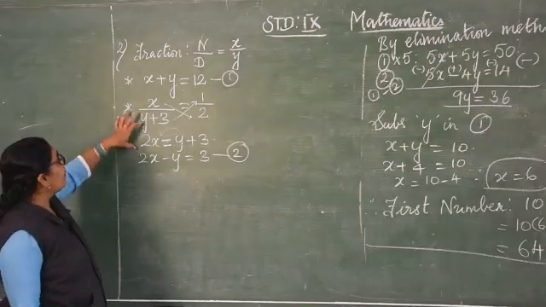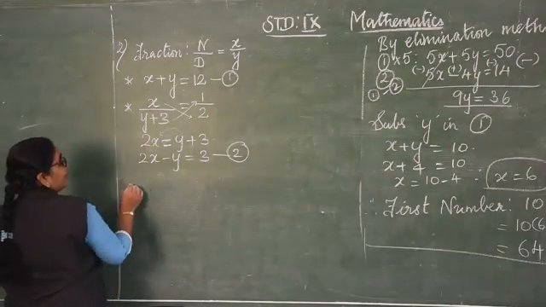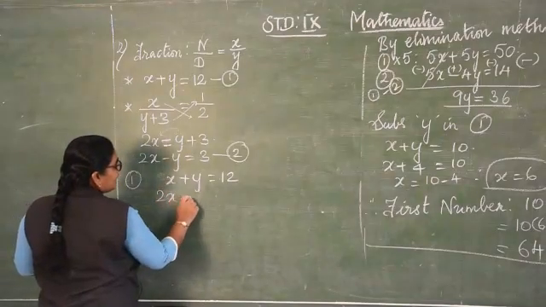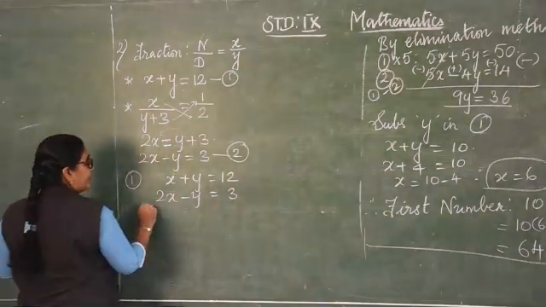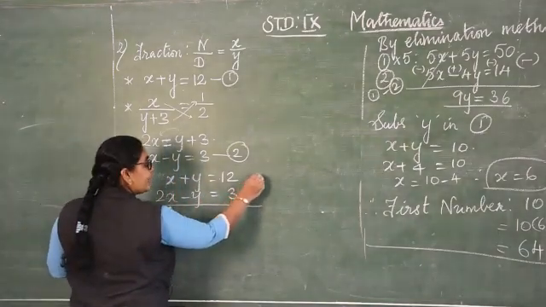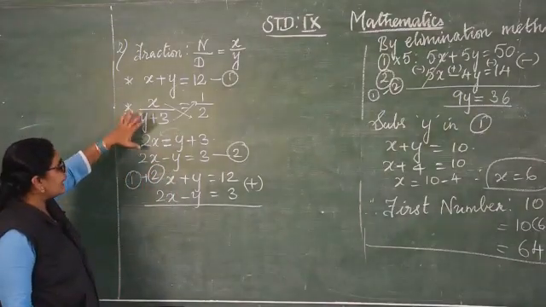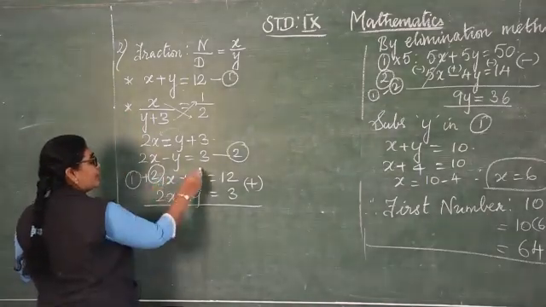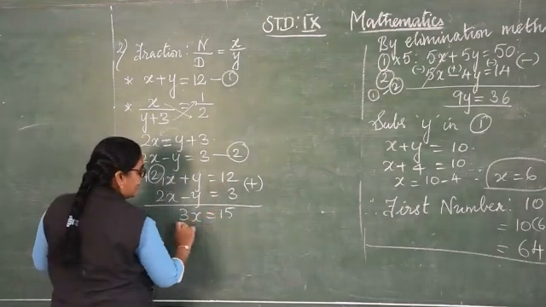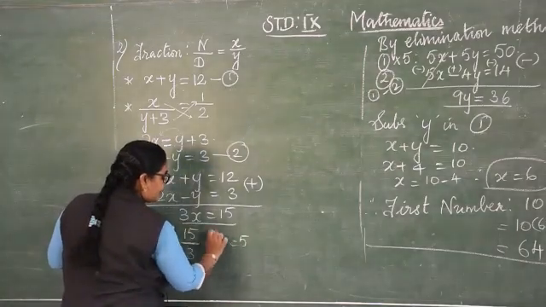Now, which method shall we go by? Elimination method. Directly 1 and 2. So, again I am writing 1: x plus y is equal to 12, 2: 2x minus y is equal to 3. Now, the y coefficients are same and signs are different. So, we can add, 1 plus 2. So, you can easily understand how to do the elimination method. y cancels, 2 plus 1 is 3x is equal to 15. Then x can be written as 15 by 3, x is equal to 5.